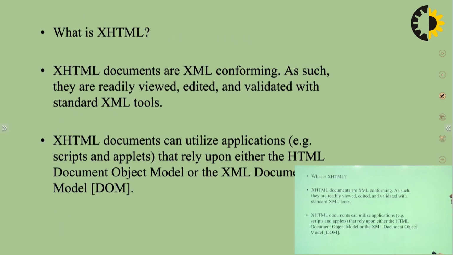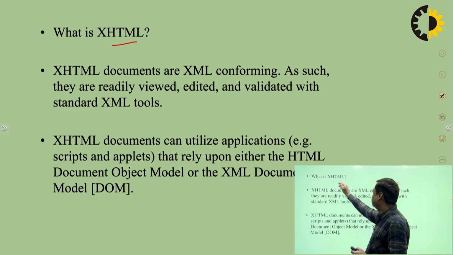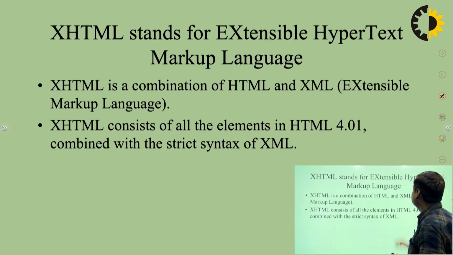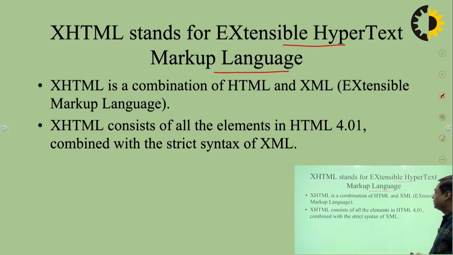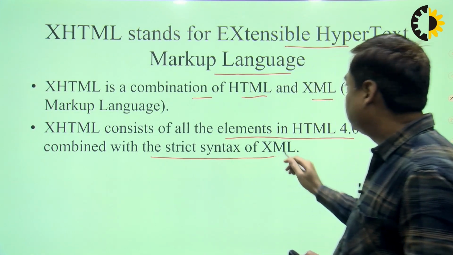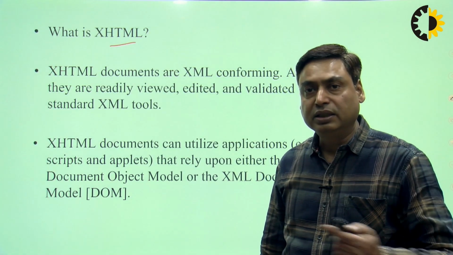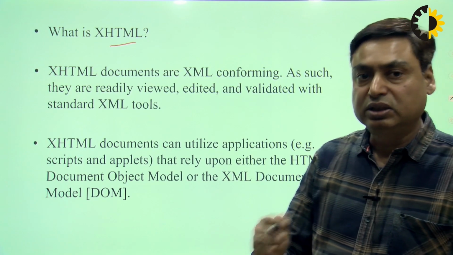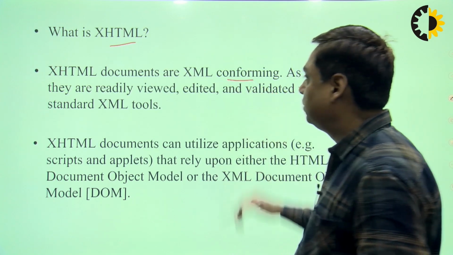Now, when we apply the XSL to the XML, the result is XHTML. What is XHTML? Extensible Hypertext Markup Language, and it is basically the combination of HTML and XML. XHTML consists of all the elements in HTML combined with the strict syntax of XML. So XHTML is the result of applying the style sheet to the XML, and it is good for displaying the data of the XML.